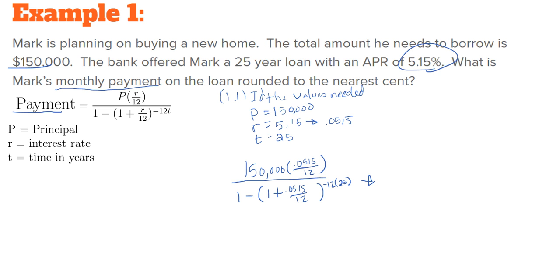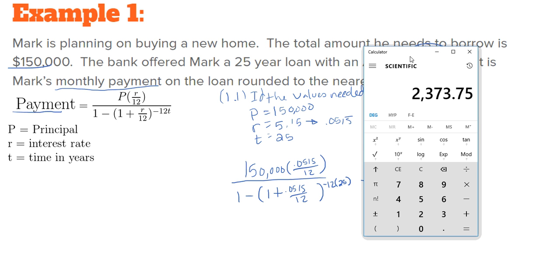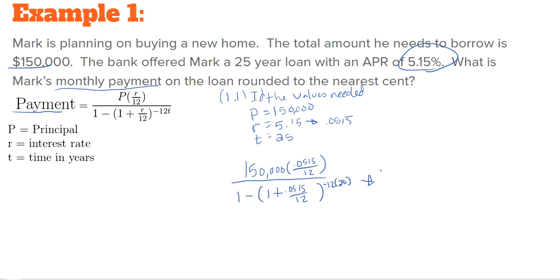So on top, we're going to start with parentheses. We're going to work with 0.0515, and we're going to divide it by 12. We're going to get that answer, and we're going to multiply it times our principal. And we get $643.75 on top. Now on bottom, we need to work our way out. So we're going to start with the inside, and then we're going to do this part right here, and then we're going to end up with doing 1 minus that.